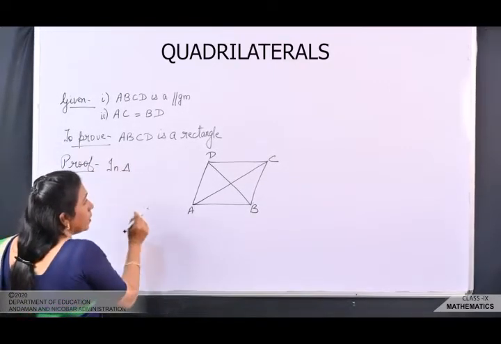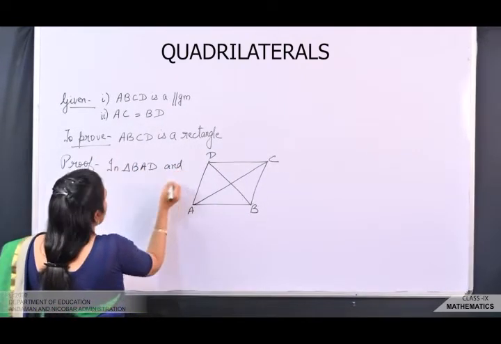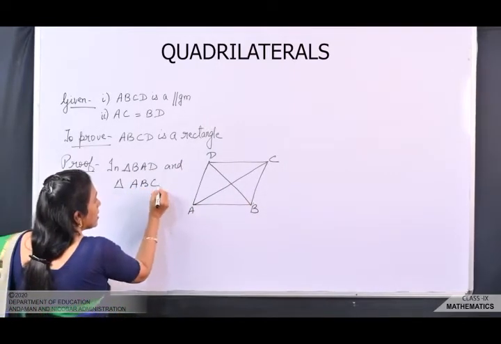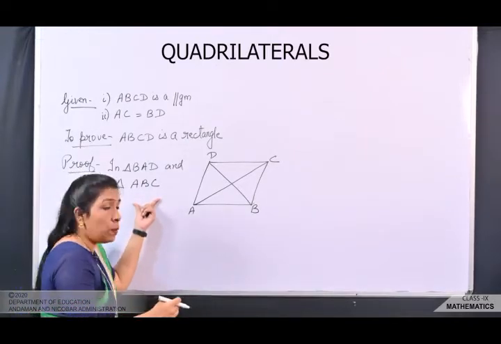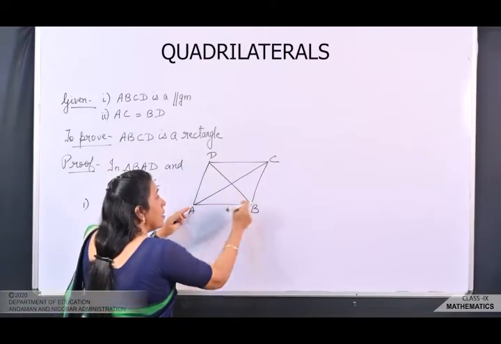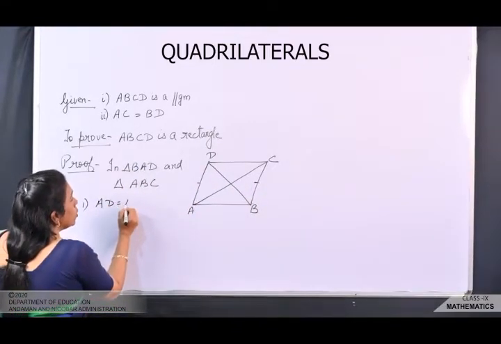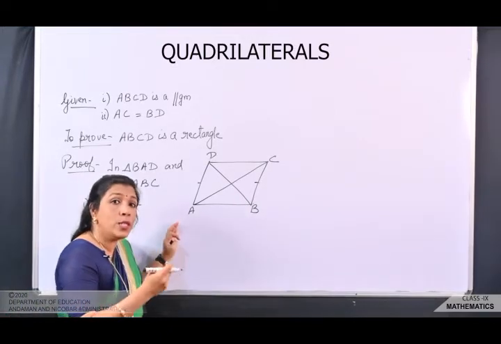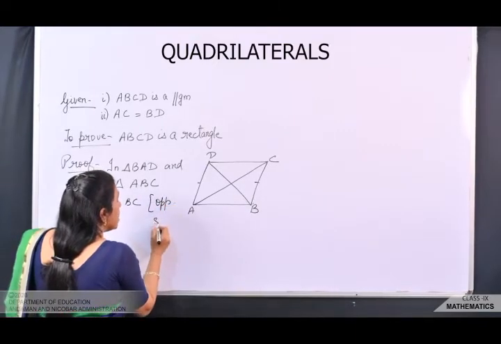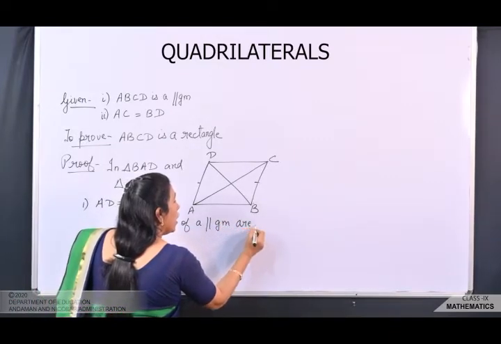In triangle BAD and triangle ABC, this triangle ABC, we are going to search the equal parts. The first equal part here, in this triangle AD and in this triangle BC, both are equal. These 2 are equal. AD is equal to BC. Why? Because they are the opposite sides of a parallelogram and they are always equal. So reason will be opposite sides of a parallelogram are equal.